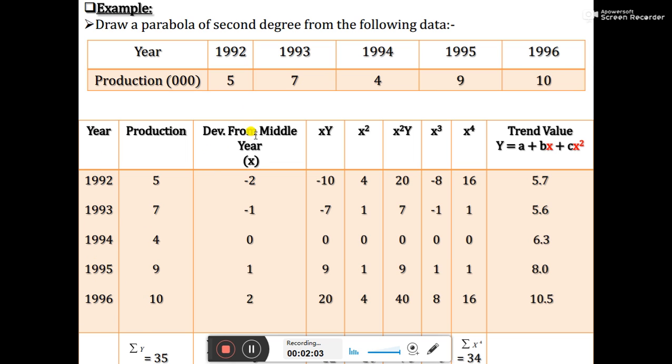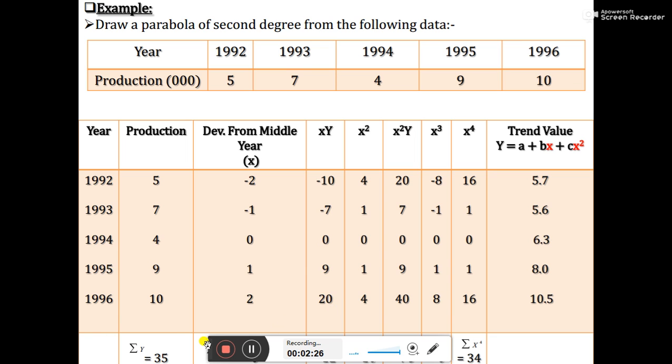So the deviation from the middle year, 1994, is -2, -1, 0, then +1, and +2. And again, x into y, where this is the y. So x into y is -10, -7, 0, 9, 20.